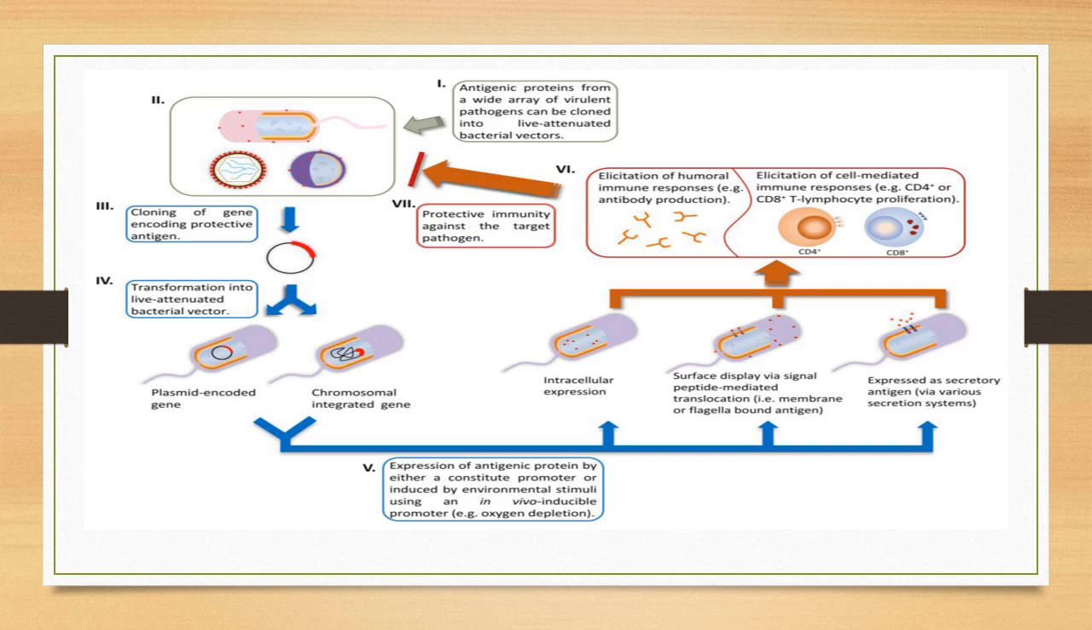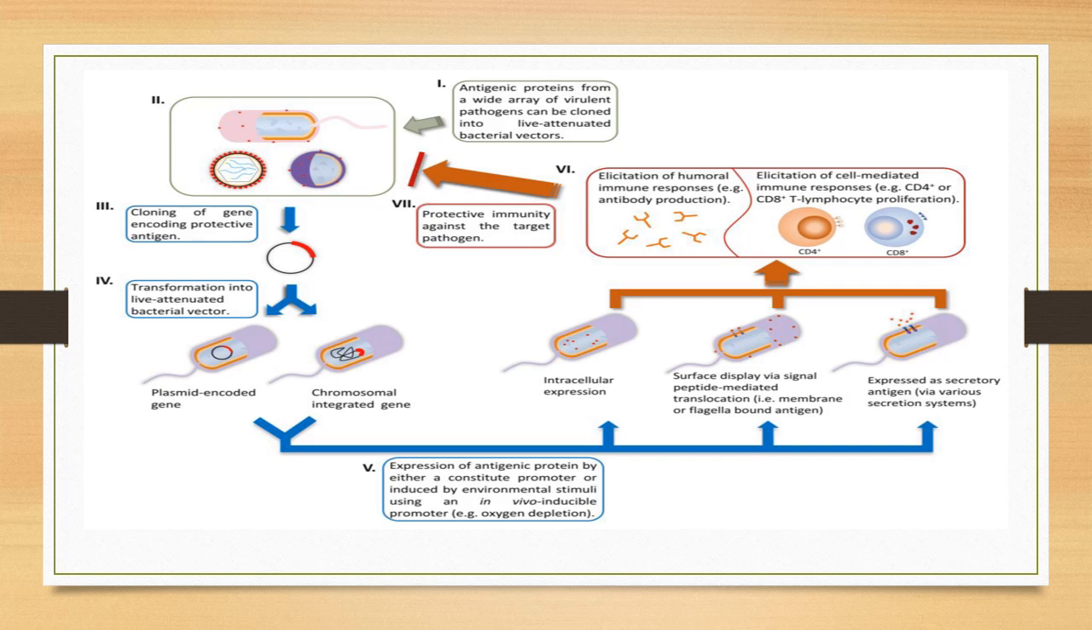The next step is cloning of the gene encoding the protective antigen, and transformation into the live attenuated bacterial vector. So there is formation of a plasmid-encoded gene, or a chromosomally integrated gene. Then there is expression of the antigenic protein. That antigenic protein will be expressed either by a constitutive promoter or induced by environmental stimuli, using an in vivo inducible promoter or oxygen depression. So there is intracellular expression, surface display via signal peptide-mediated translocation, membrane or flagella-bound antigen, or expression as a secretory antigen.